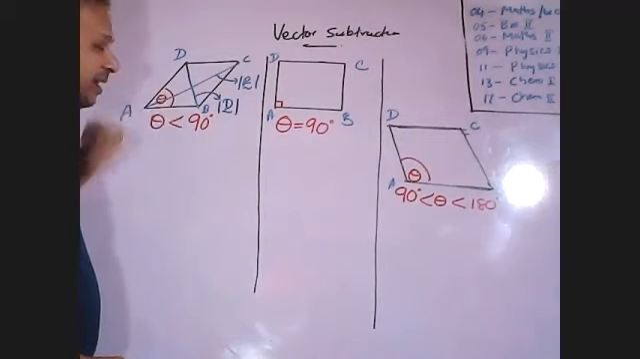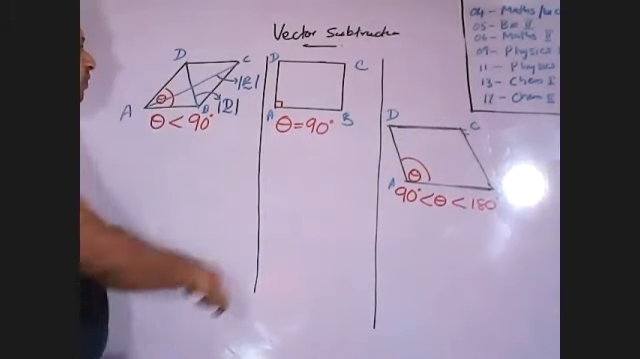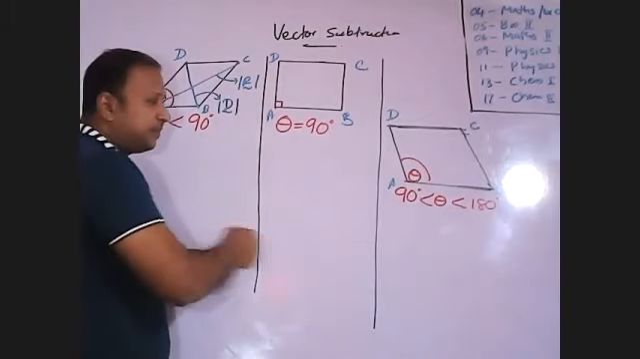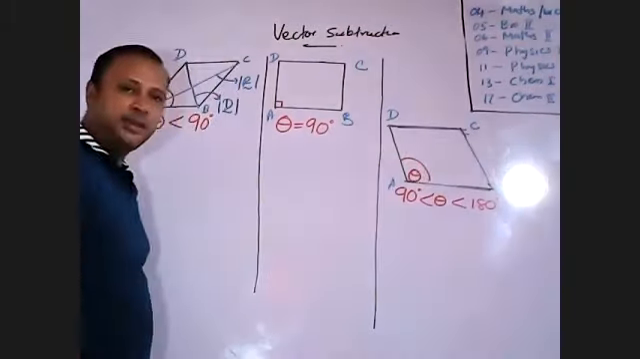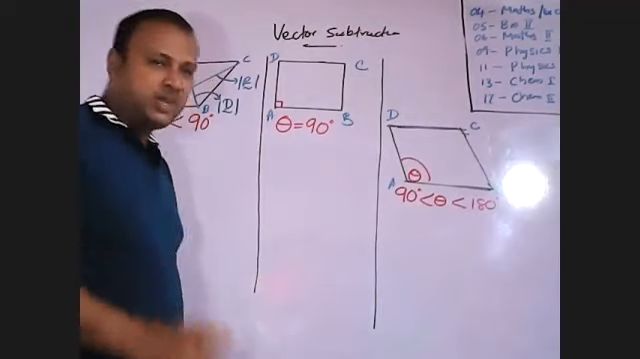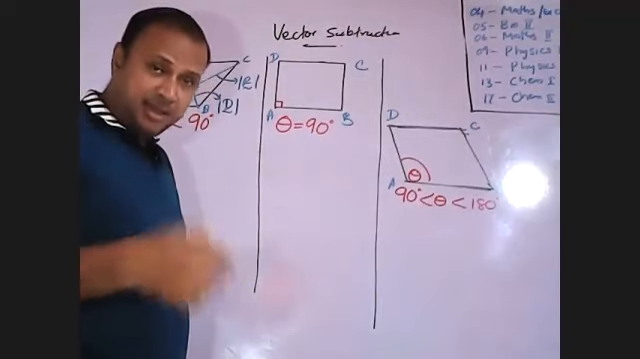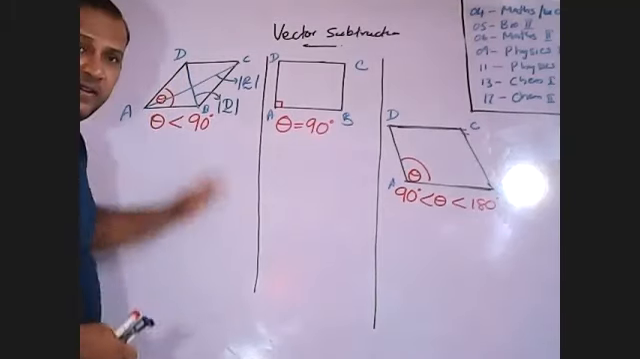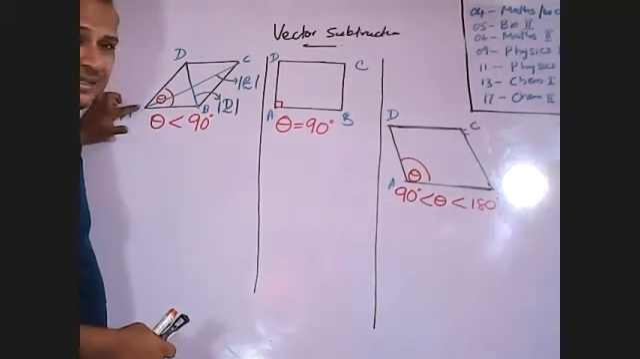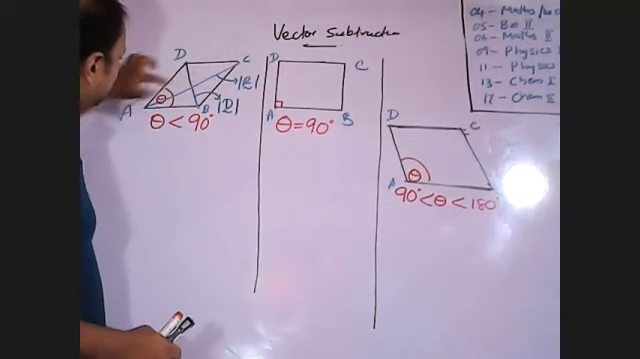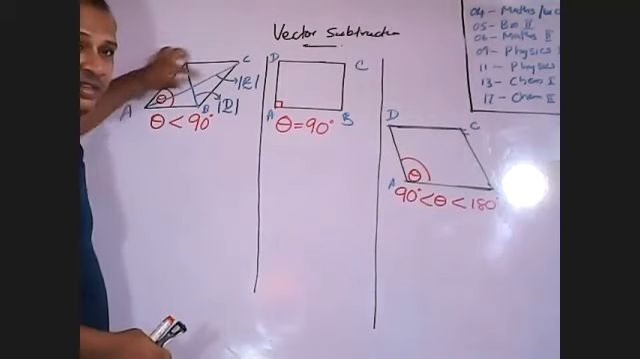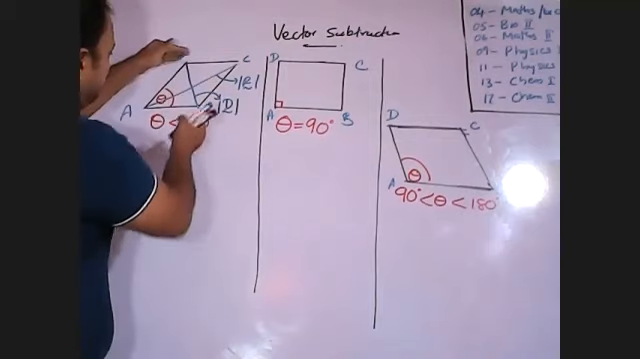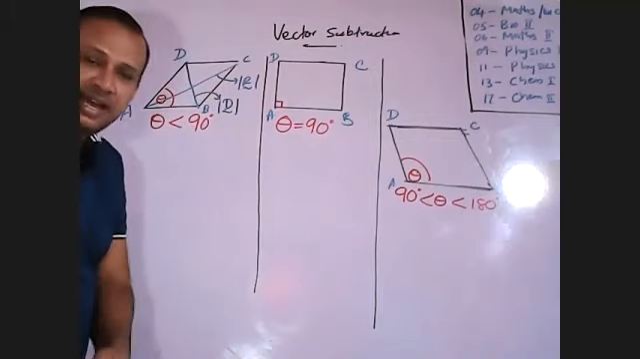If you have this kind of parallelogram, that means theta should be an acute angle. If you are given this kind, theta should be equal to 90. If you are given this kind, theta should be an obtuse angle, that means it is greater than 90 and lesser than 180. Then, in this kind of parallelogram, you can clearly see the length of the AC diagonal is greater than the length of the DB diagonal. So DB is the shorter diagonal, AC is the larger diagonal.